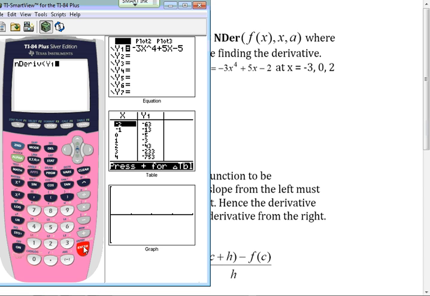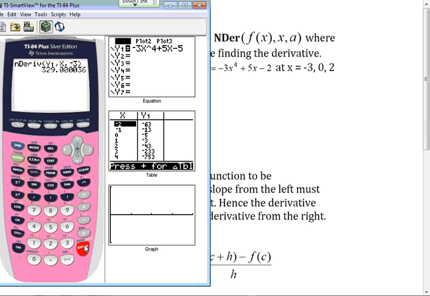And then you have to have commas. Except I'm trying to remember where the comma is on this thing. Thank you. I get used to one calculator and switch. Then you have to do it with respect to x, comma, and then we need to do this at -3. Then close your parentheses, and you press enter.